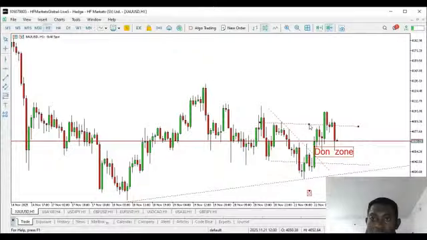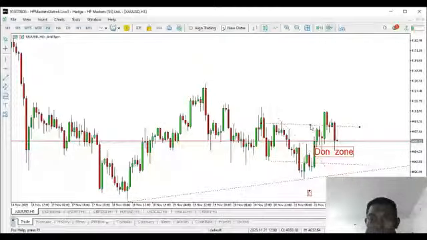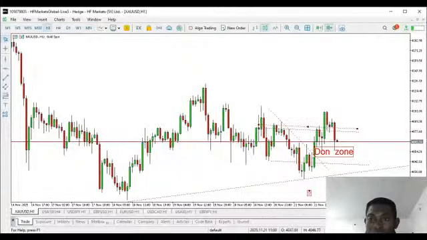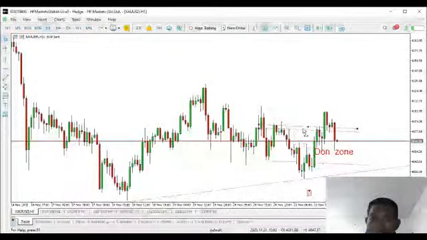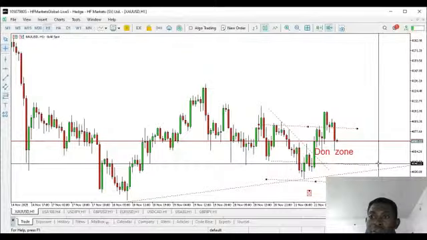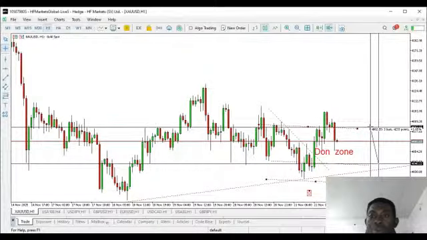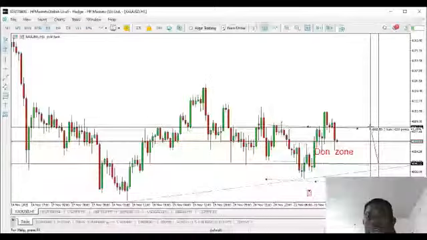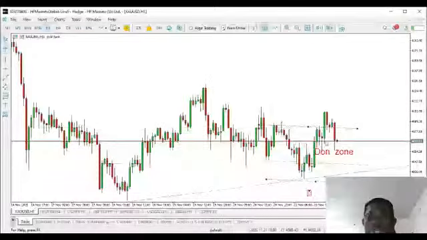maybe somewhere around here, depending on the time. Somewhere around here or here, somewhere around here before the end of that swing. And how many pip profit is that? My stop loss is there. How many pip profit is that? That's about 423 pips. And that's today. I just used today to give you a perfect example.